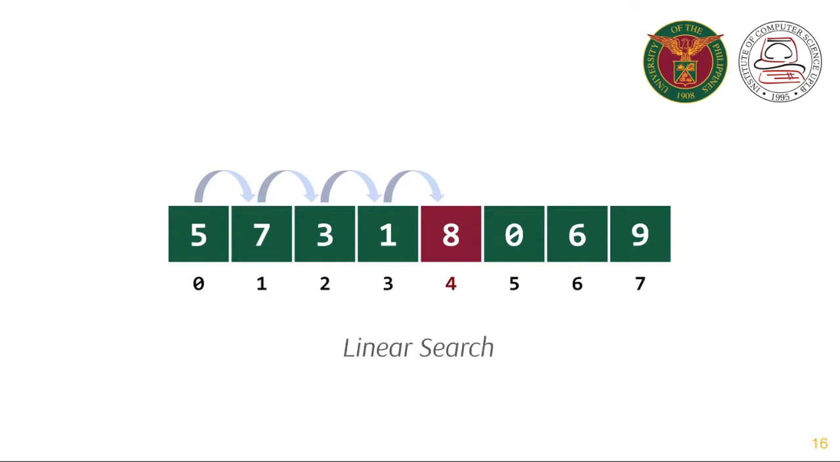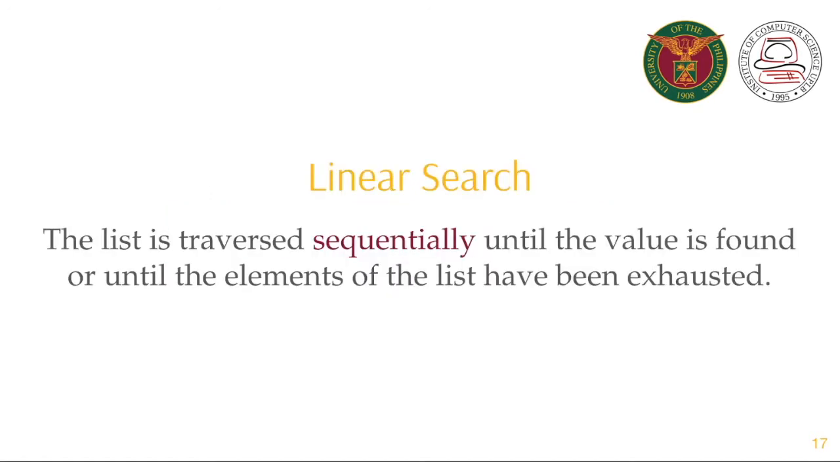This searching algorithm is called linear search. In this algorithm, the list is traversed sequentially, starting with the first element until the value is found or until all elements have been exhausted.